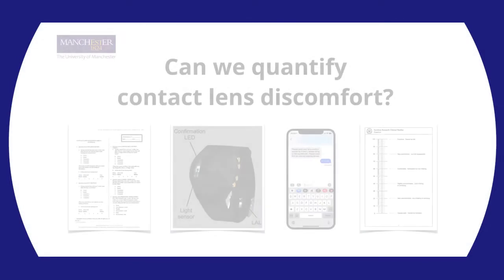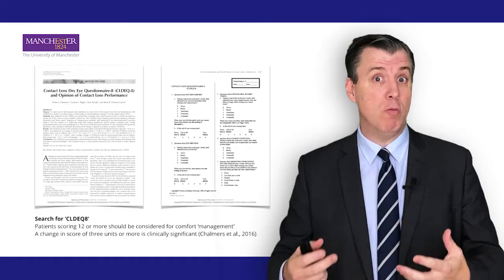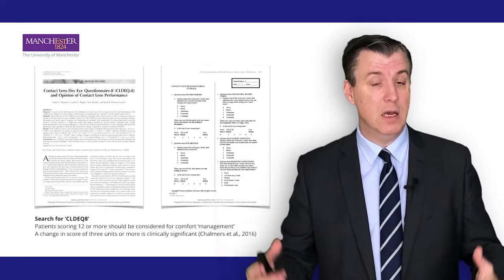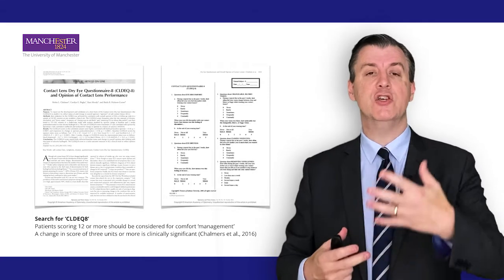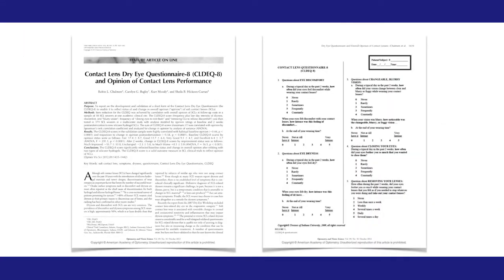In this talk, I'm going to be talking about how we can actually quantify contact lens discomfort. Well, in practice, this is best done using some form of questionnaire. This can be relatively complex, using a questionnaire like the contact lens dry eye questionnaire. It's an 8-item questionnaire that looks at discomfort, dryness and vision. It also asks about eye closing and removal of lenses.